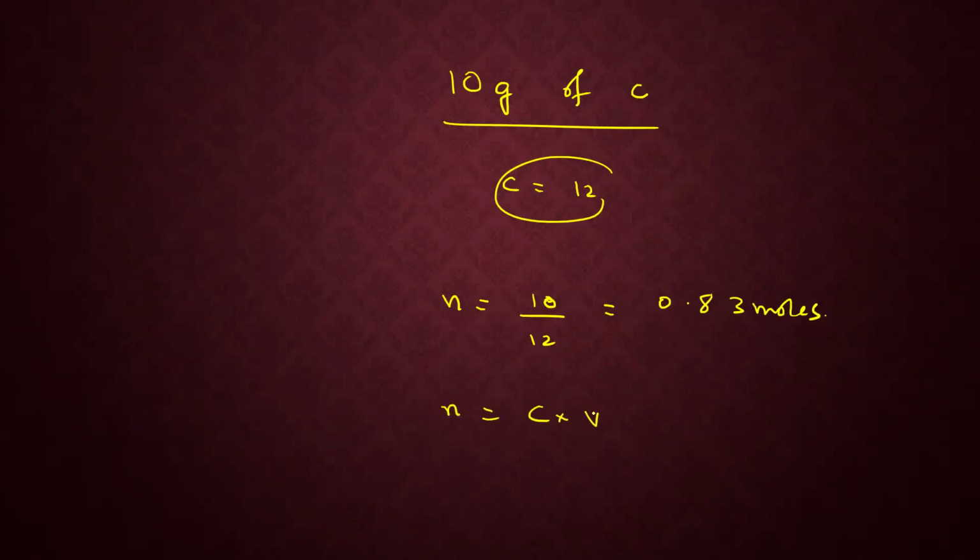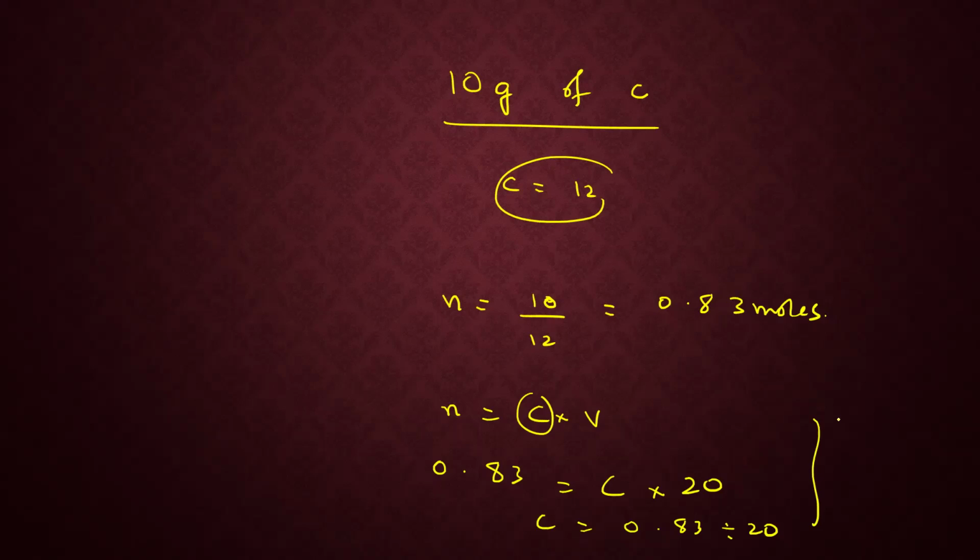Now I can use this formula. N is equal to C times V. They wanted us to find out C, which is 0.83, and V. What was V? V was 20. So C would be 0.83 divided by 20. So what's your answer to this? 0.83 divided by 20. 0.04. So is this understood to both of you?